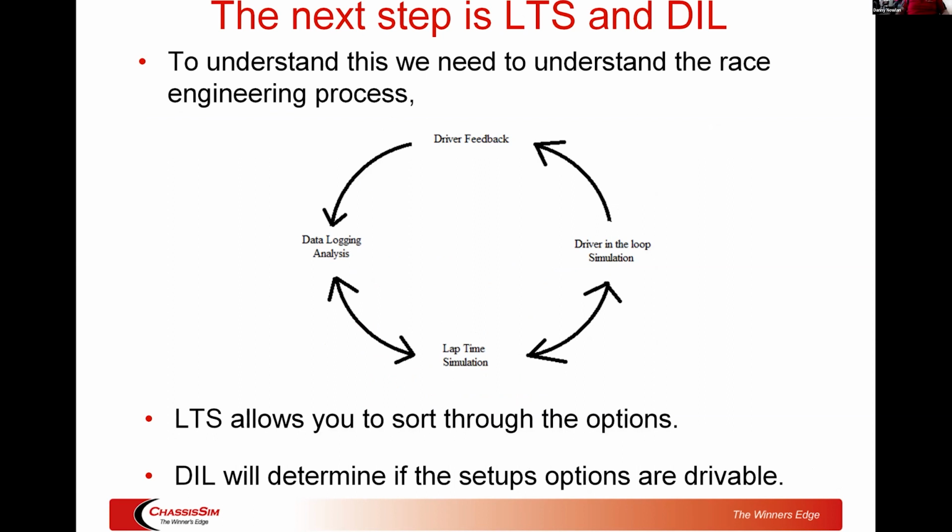Once you're done with that, you then go through and look at your lap time simulation and driver in the loop. And in order to do that, you really have to understand the race engineering process. So it starts with your driver feedback. You then take a look at what the data has told you. You then take a look at your lap time simulation, and then you move on to driver in the loop. Bottom line is that the lap time simulation helps you sort through the options. The driver in the loop will determine if those options are drivable.